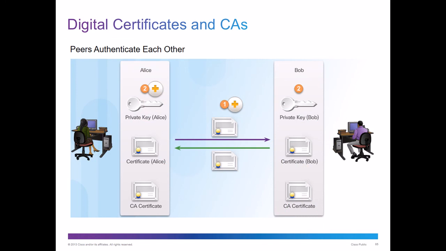Moving on, digital certificates and CAs. So we just talked about that. Peer-to-peer authentication: both of these, Alice and Bob, will use the PKI to communicate using their certificates.